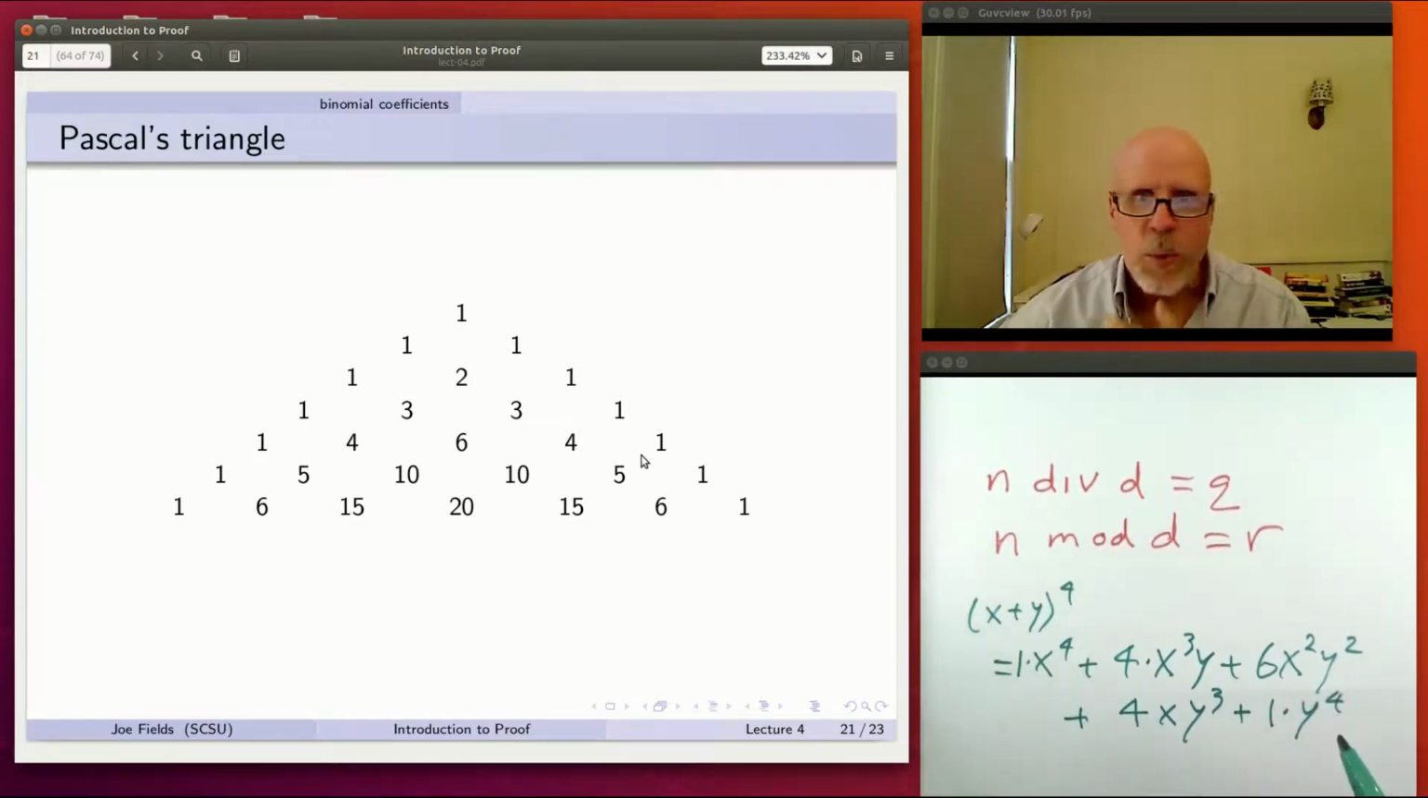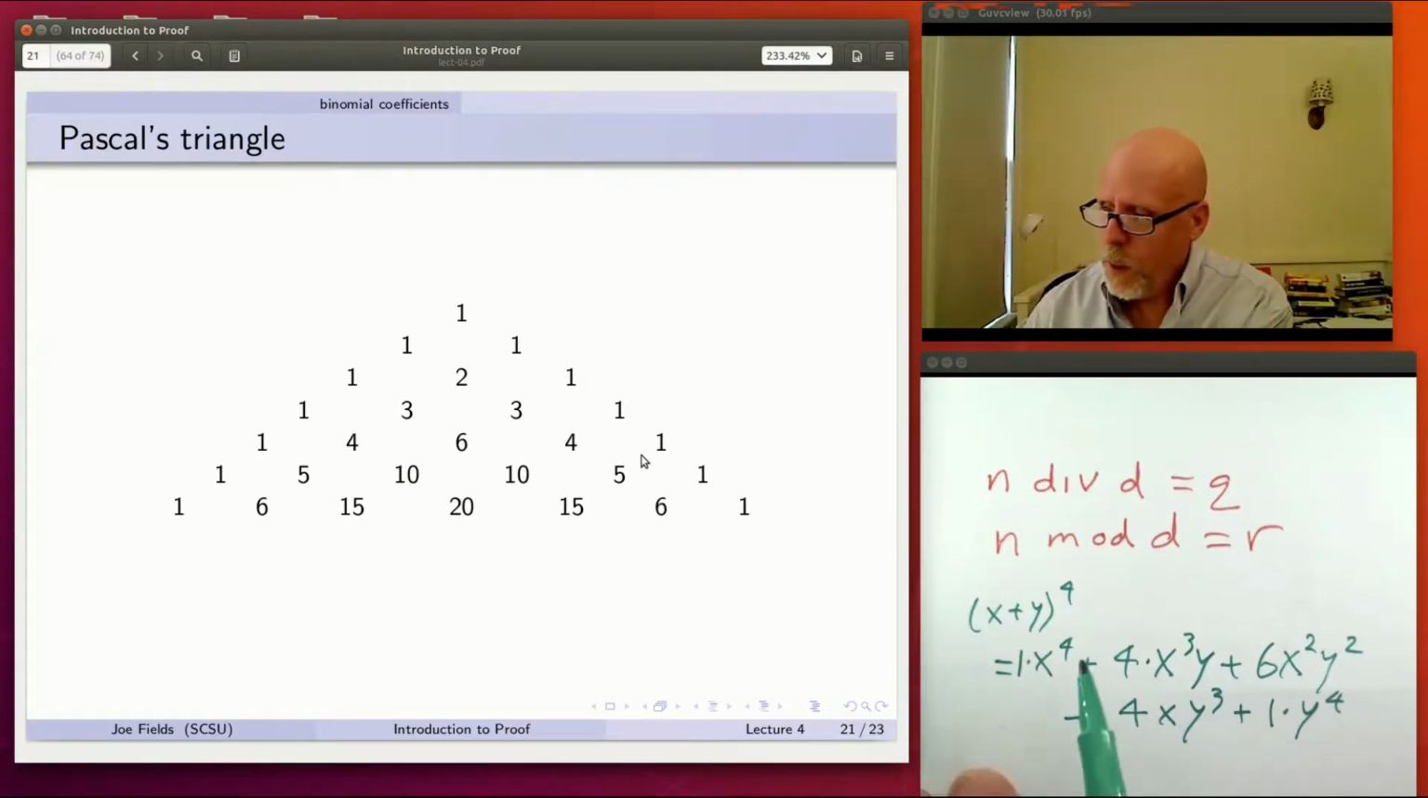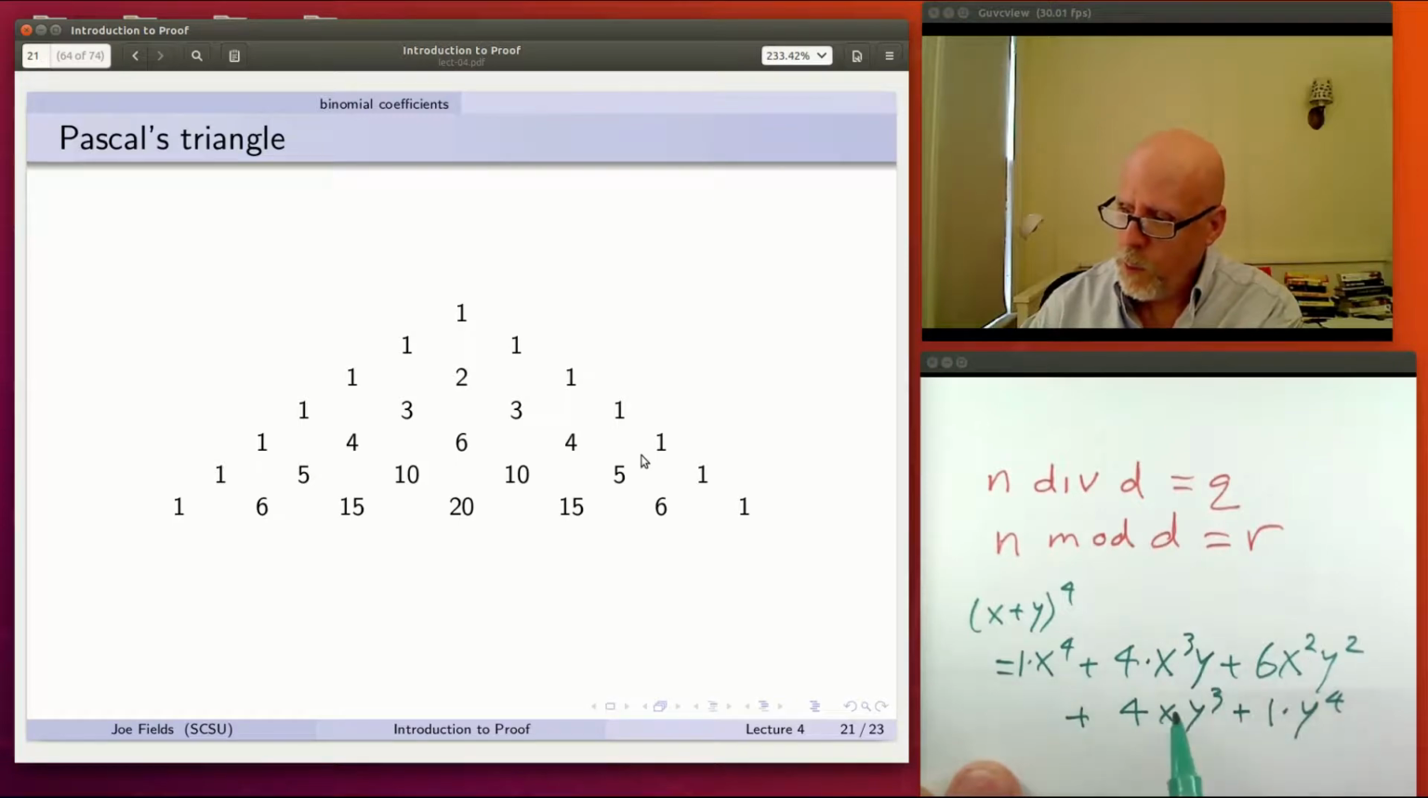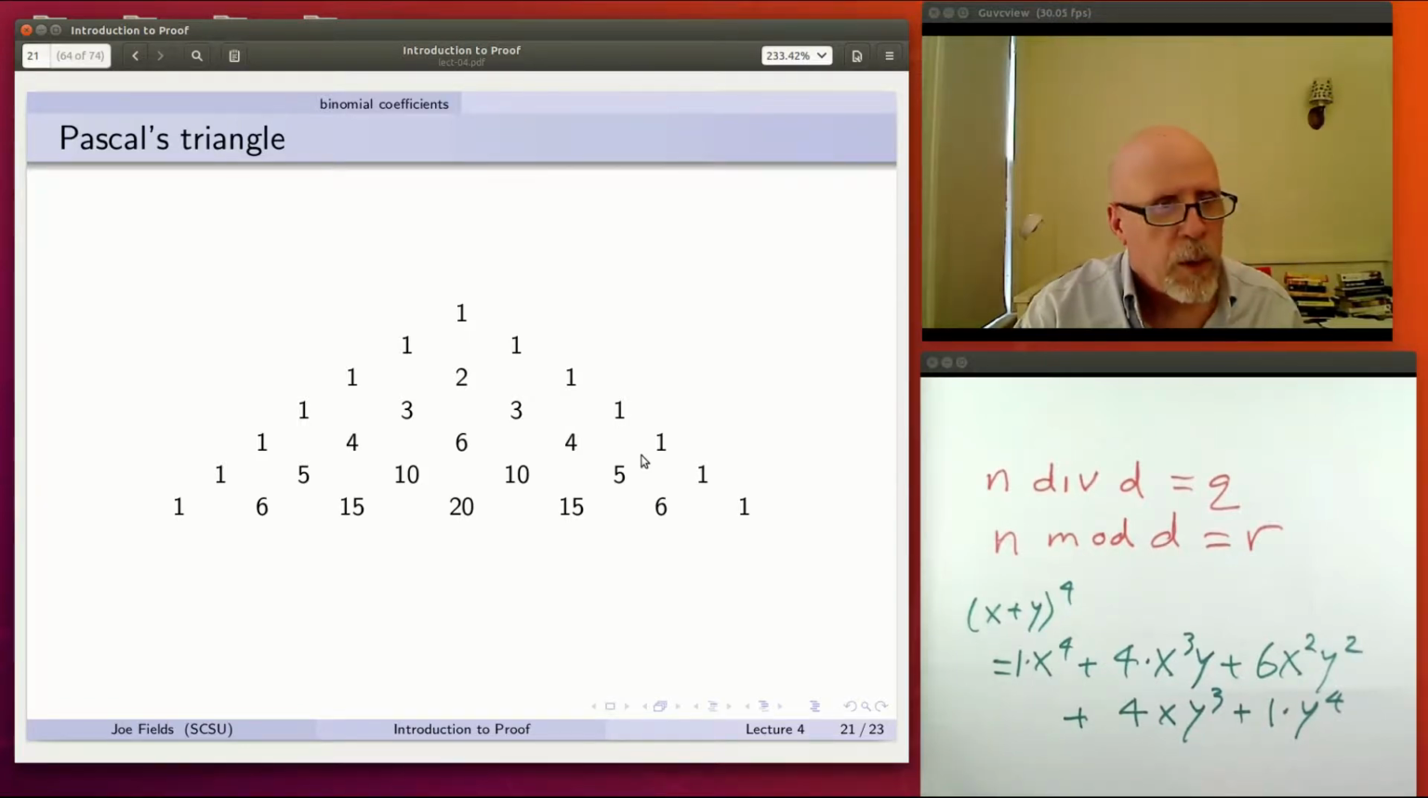That is impressive as hell if you know the trick and you can write down the fourth power of something like x plus y without even thinking about it. Just going, there's a triangle, 1, 4, 6, 4, 1, and the power on x descends, 4, 3, 2, 1, 0, and the power on y ascends. There's no y's, that's the 0th power. 1 y, 2 y's, 3 y's, 4 y's. Yeah, go impress your friends or roommates or whatever with that.